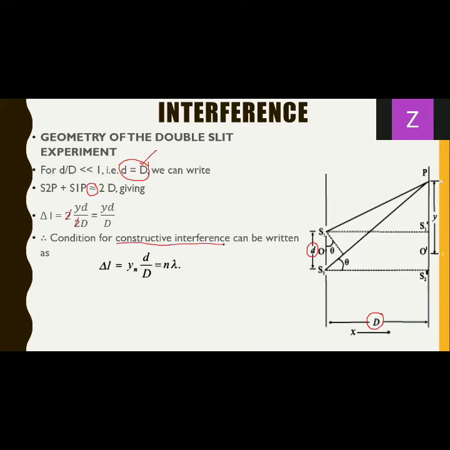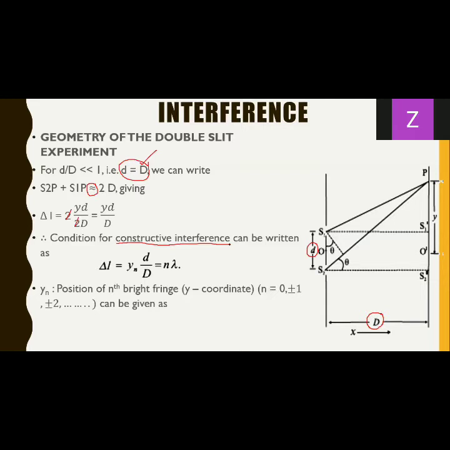Path difference between two bright bands or bright fringes per se. Now what is yn? yn is the position of the nth bright fringe, where n goes from 0, 1, 2, 3, both plus and minus.